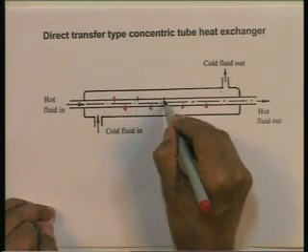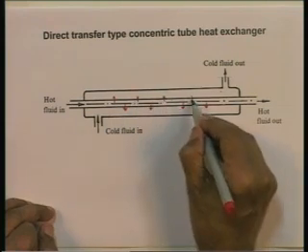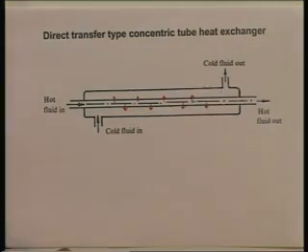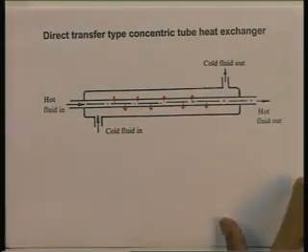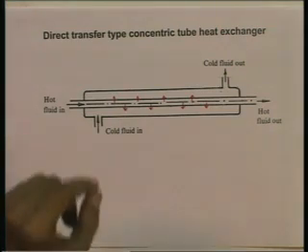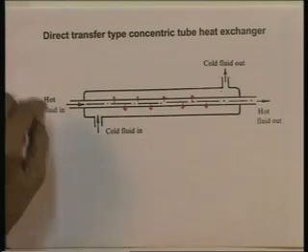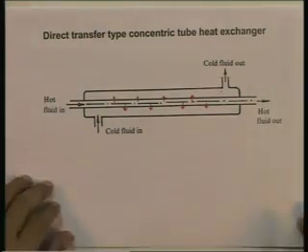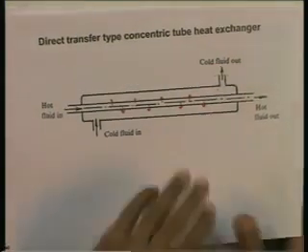This is the heat transfer surface where heat transfer is taking place, the wall of the inner tube of the heat exchanger. So, this is a direct transfer type heat exchanger. Both the fluids are flowing simultaneously through the heat exchanger, and heat is flowing across the wall of the inner tube from the hot fluid to the cold fluid. There is of course no mixing of the fluids. This is one type, and this is the type that we will really be studying in detail.